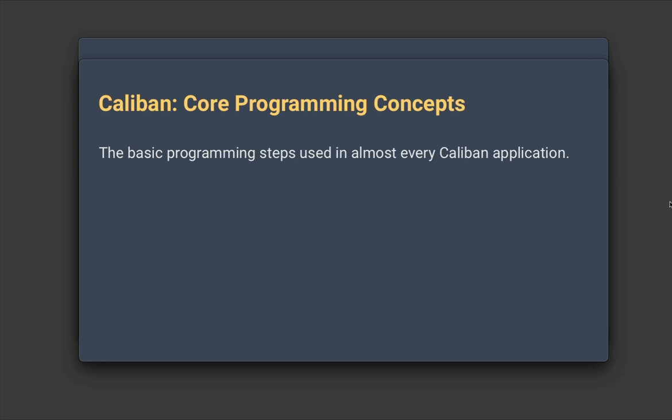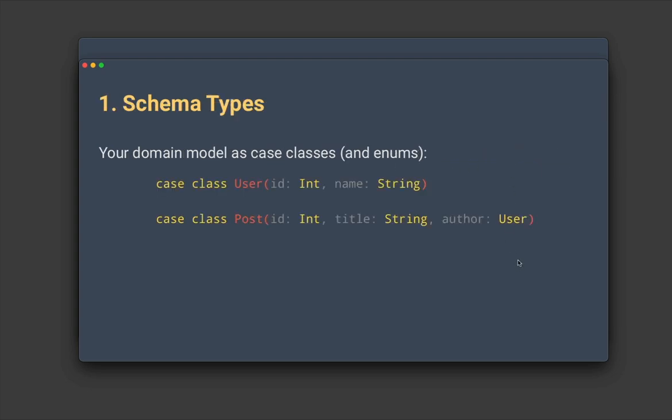Okay, this presentation does have a little bit more information, so I want to show you this. This is about core programming concepts with Caliban. By that, I mean the basic programming steps you'll use in almost every Caliban application you write. So what you're going to do is create schema types, or what I would call the domain model. Again, this will be your case classes and your enumerations.